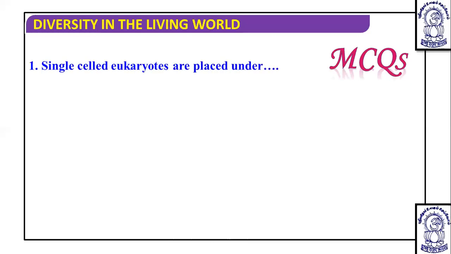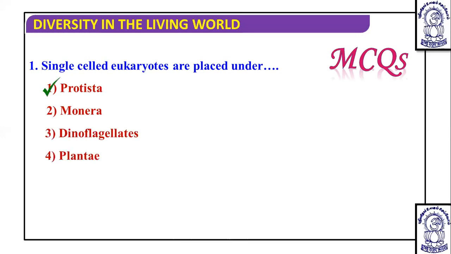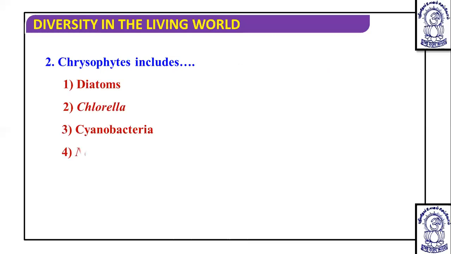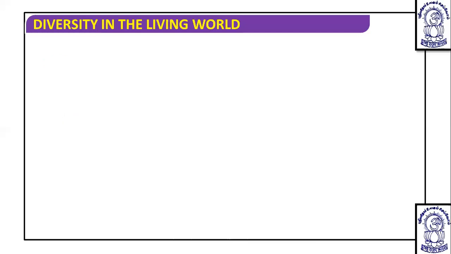So let's talk about some questions. Single cell eukaryotes are placed under, you know, the kingdom Protista, because eukaryotic and single-celled organisms are placed in Protista. Next question: chrysophytes include, you know that chrysophytes include diatoms and desmids. So chlorella cannot be there, and cyanobacteria and noctiluca are not possible, because cyanobacteria is a bacterium and noctiluca is a dinoflagellate. So diatoms is the correct answer.